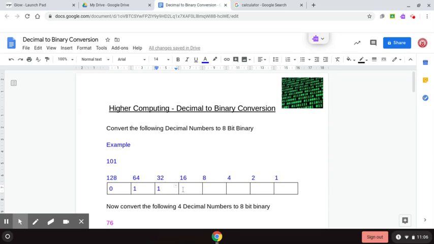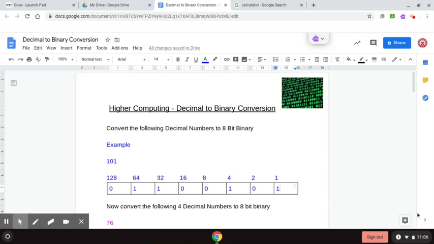So is 5 bigger or smaller than 16? Smaller, put a 0. Is 5 bigger or smaller than 8? Smaller, put a 0. Is 5 bigger or smaller than 4? It's bigger, so put a 1. And if you do 5 minus 4, that gives you 1. So 1 is smaller than 2, so it's a 0, and it's equal to 1. Now, if you want to check that, if you add up all the ones, so 64 plus 32 is 96, plus 4 is 100, plus 1 is 101.